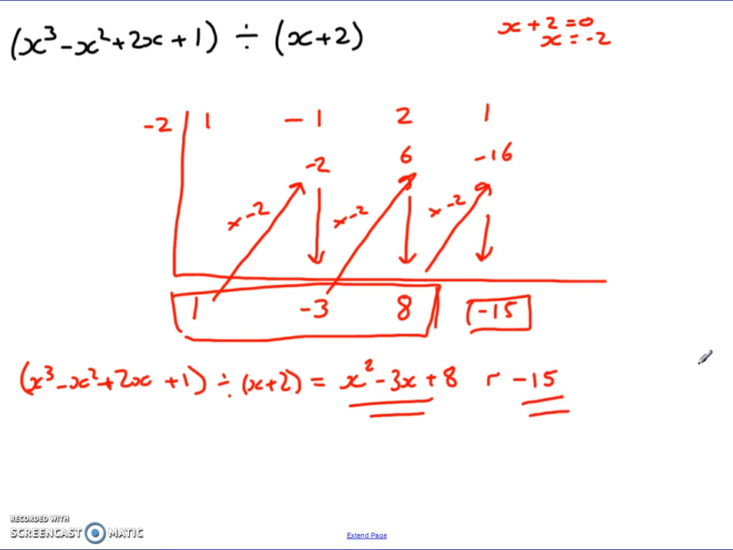It allows me to do that. I could rewrite this another way if I wanted and say that x cubed minus x squared plus 2x plus 1 equals x squared minus 3x plus 8 times the part we've divided by, times x plus 2, then take away 15. There's my remainder at the end. So I could write it that way if I wanted as well.